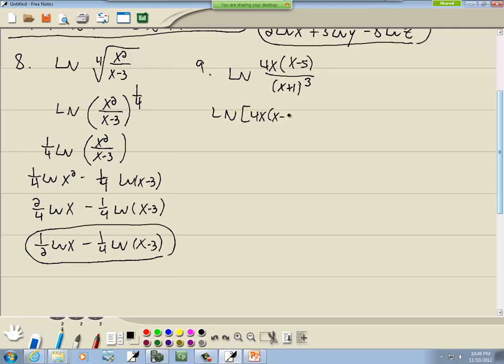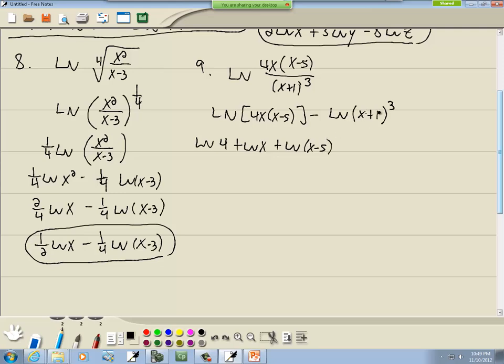4x times x minus 5 minus natural log of x plus 1 to the third power. The main thing happening in my first brackets is multiplication. We've got 4 times x times x minus 5. Since all three of those are multiplication, we'll rewrite those as addition. So we've got natural log of 4 plus natural log of x plus natural log of x minus 5.